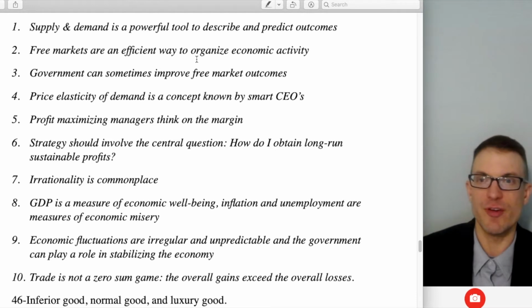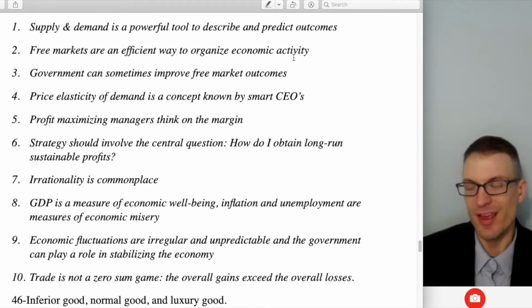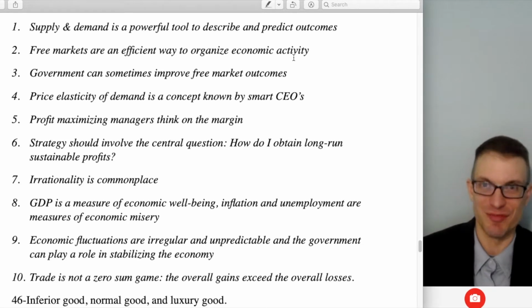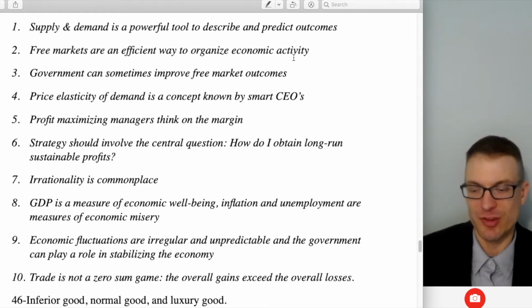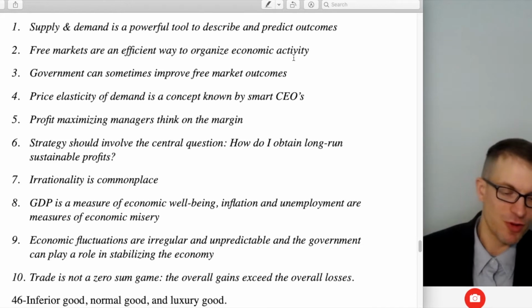Free markets are an efficient way to organize economic activity. Yeah, that's right, always and everywhere. However, if we end up having incidents of market failure, right? So if you have market power, asymmetric information, externalities, or anything else that's going to cause the market to fail to operate efficiently, and this could be government regulation or whatever, now you've got a situation where the market's going to lead to an inefficient outcome.